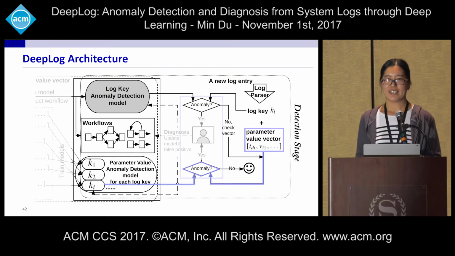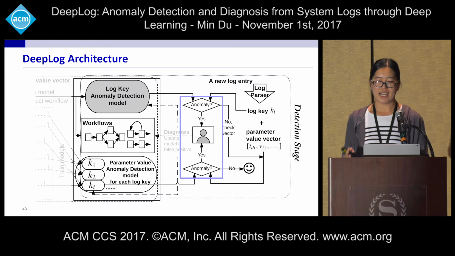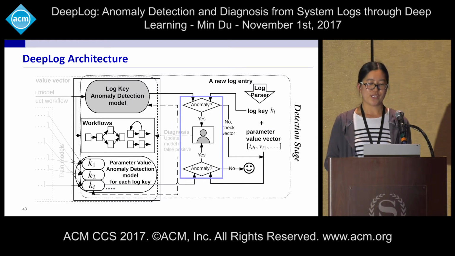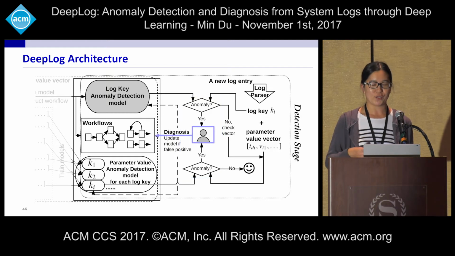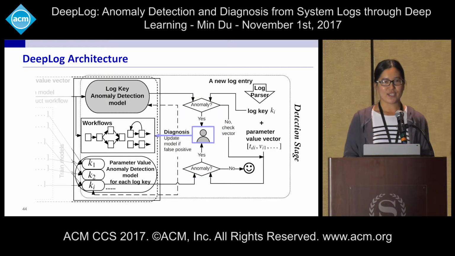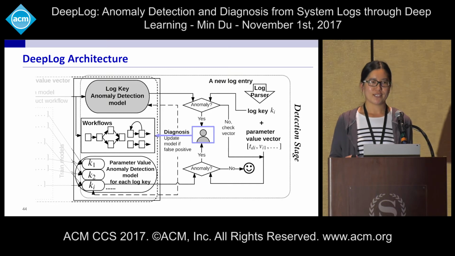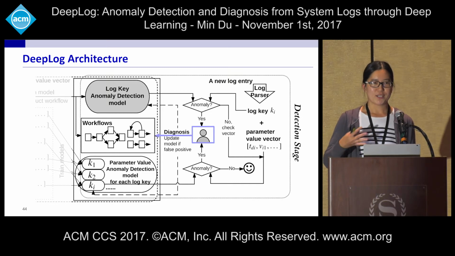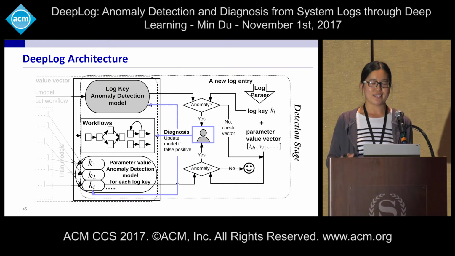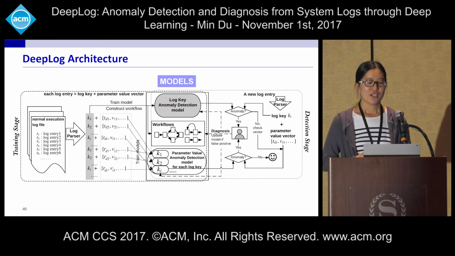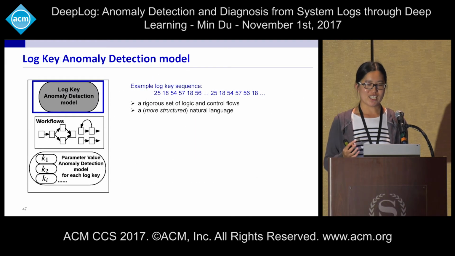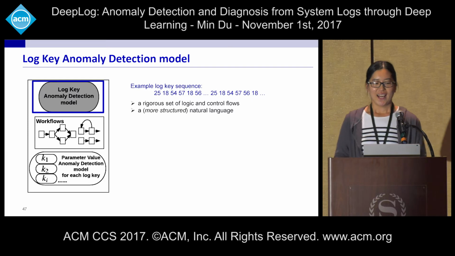If either the log key or the parameter value vector is an anomaly, we will report this information to the user, and the user can diagnose this anomaly using the workflow model we provided. And if the user identifies this as a false positive, we can update the corresponding anomaly detection model using this new pattern. So this is just a brief view of the architecture. Here I'll introduce each model also briefly.